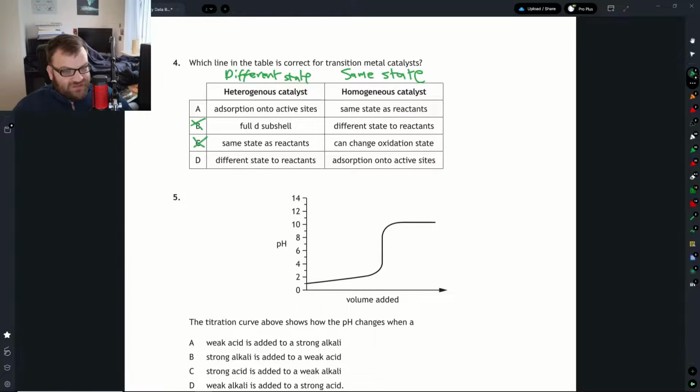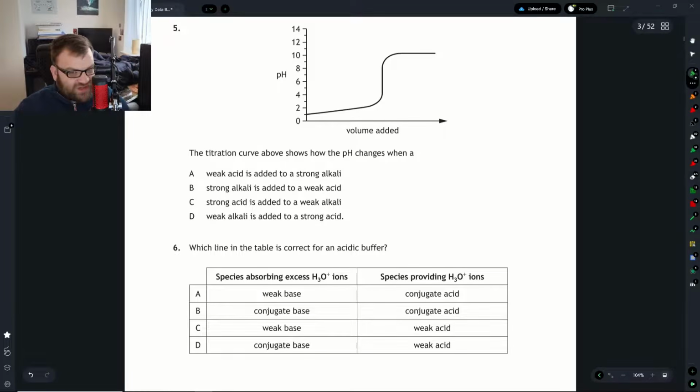Now we're talking about the adsorption onto the active sites. For there to be adsorption onto the active sites, you would have your catalyst. You'd need to have the areas where they're able to bind to. This would be easiest to occur if they're in different states. So if you had gaseous reactants floating around, being able to join on to the active site, that would make A our correct answer.